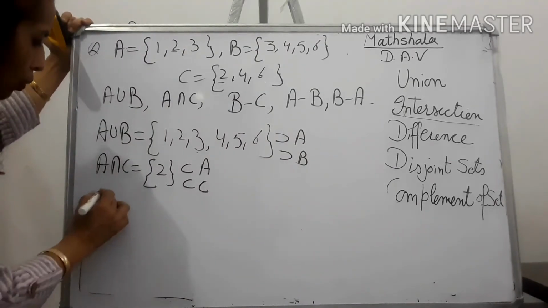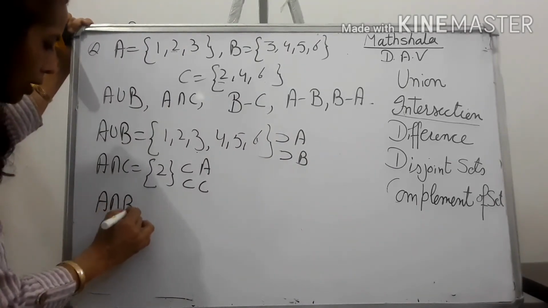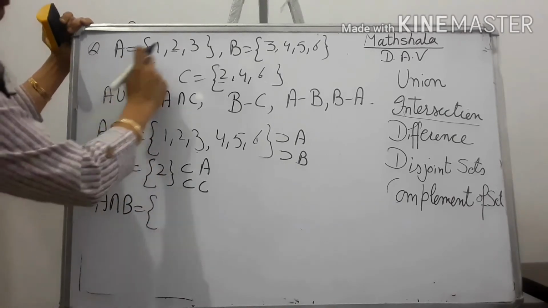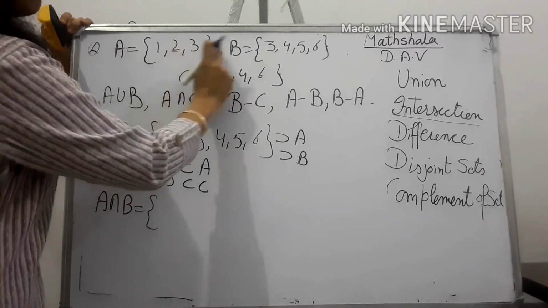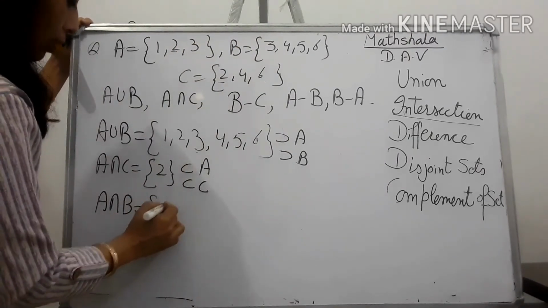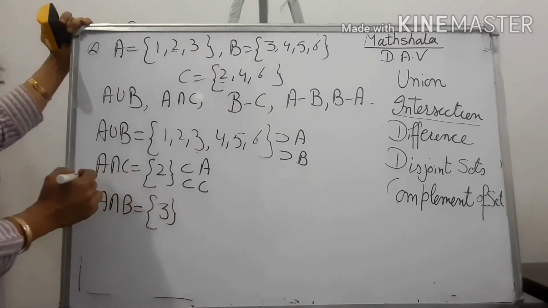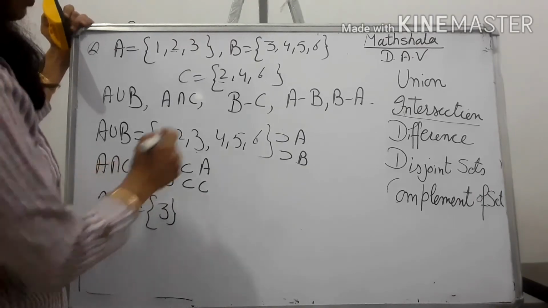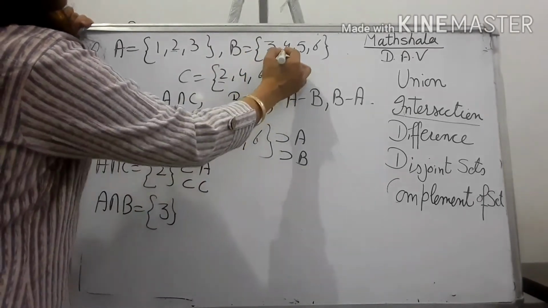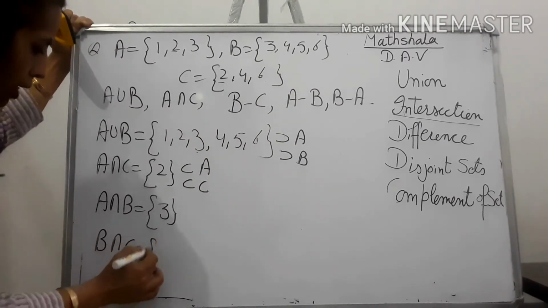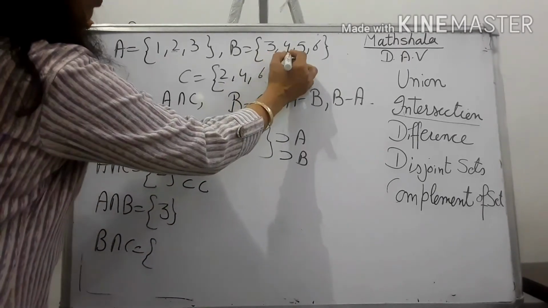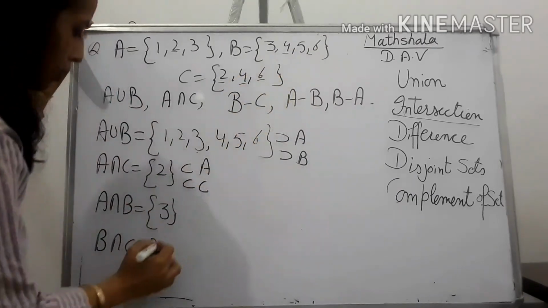Now let's find out what is A intersection B. Which are the common elements in both the sets? Only 3. Is there any element common in B intersection C? Yes, which are they? 4 and 6 are present in both.